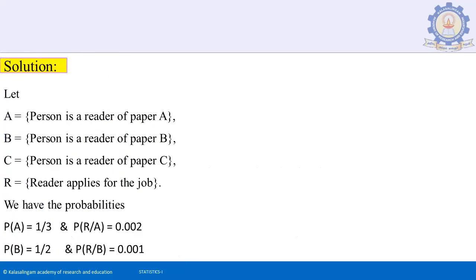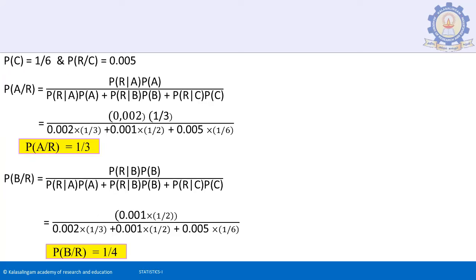Let A mean the person is a reader of paper A, B the person is a reader of paper B, C the person is a reader of paper C, and R means the reader applies for the job. We are given P of A is equal to 1 by 3, P of R given A is equal to 0.002, P of B is 1 by 2, P of R given B is equal to 0.001, P of C is equal to 1 by 6, and P of R given C is equal to 0.005.